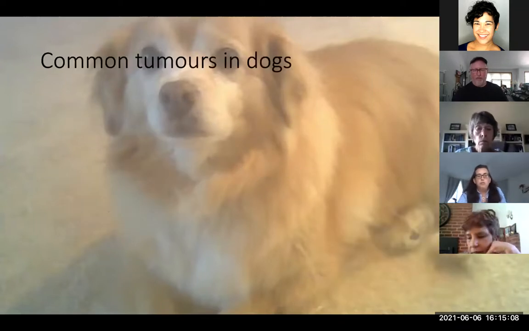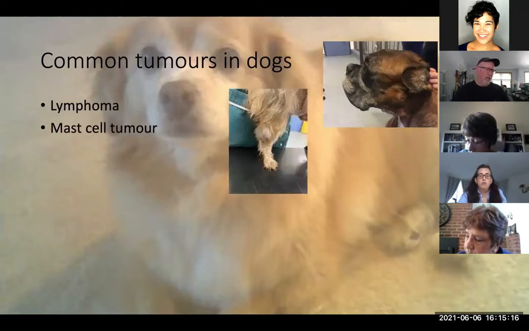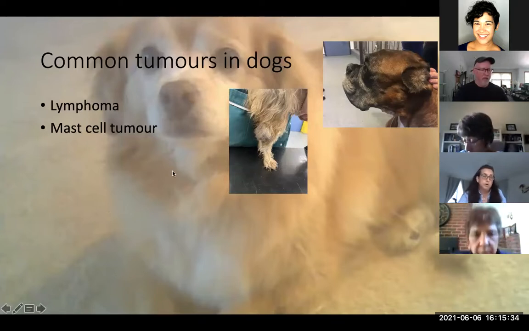So what are the common tumors that we see in dogs? The most common one that I personally treat is lymphoma. Another common tumor that we see is mast cell tumors. This first picture, you can see just under the base of the ear, there's an enlarged lymph node there. On this dog that's standing on the table, you can see a mass that's behind his knee. That's actually a mast cell tumor.